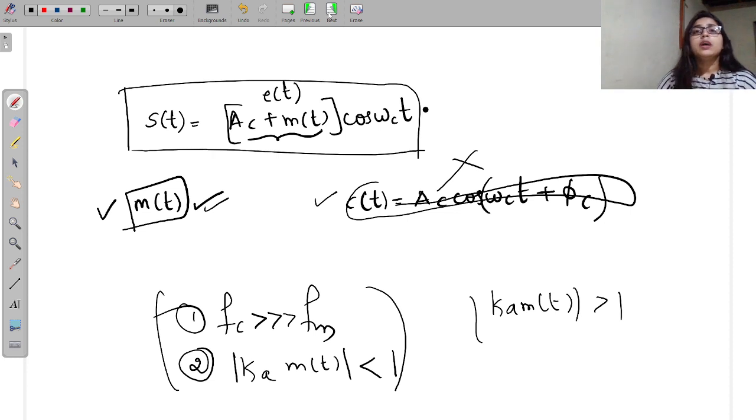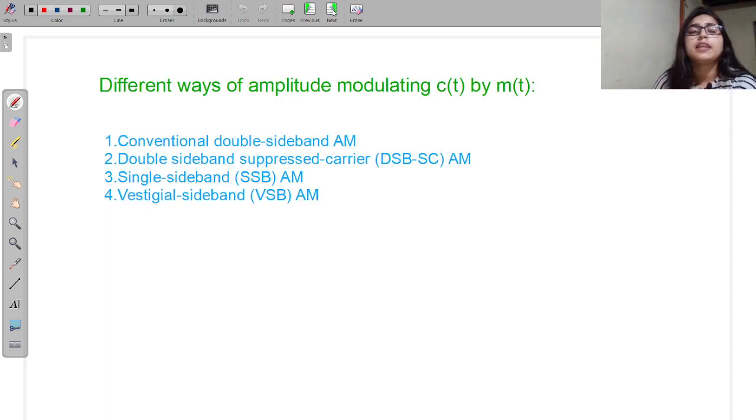In amplitude modulation, once again, there are different ways of amplitude modulating the carrier signal by the message signal, and those are 4 types. One is the conventional double sideband AM. Another is the same thing, but in that we remove the carrier signal. I already said that the carrier signal does not contain any information, so if I suppress the carrier, there is no loss of information.